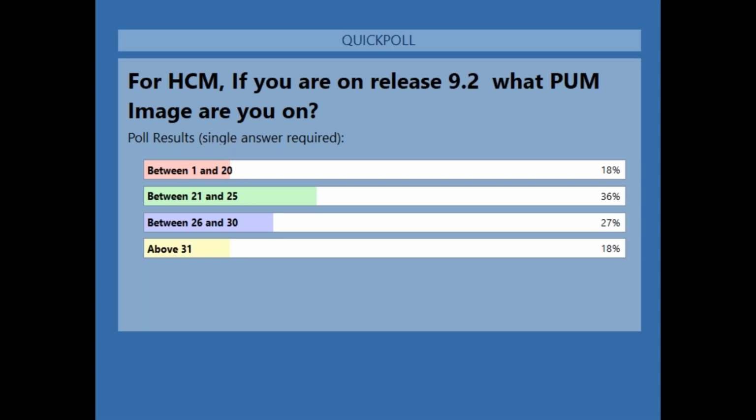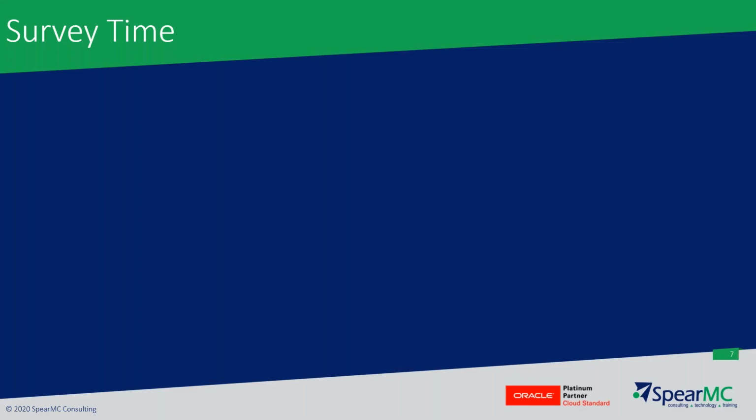So we have a distribution. A lot of people are still in the early 20s, some in the later 20s. A lot of new things came in above 31, specifically chatbots and some other cool features that are only released beyond 31. So again, part of your roadmap is taking into consideration getting current. All right, same question for financials.